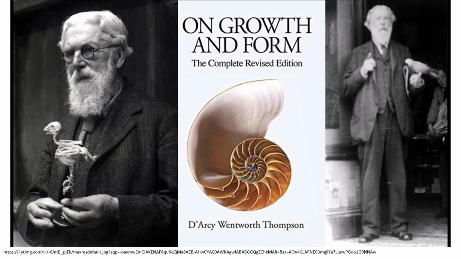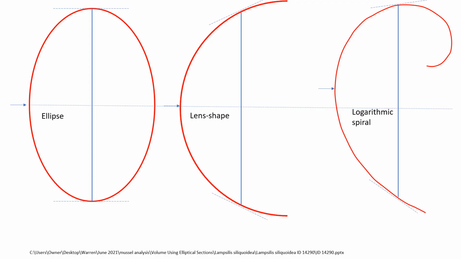Coincidentally, I ran across a chapter in an old book that resonated with my predicament and suggested to me another shape to try, the logarithmic spiral. Sure enough, that end view of a unionoid shell seems to be more like Thompson's logarithmic spiral than an ellipse or a lens shape. For one thing, the log spiral is fatter toward the top than it is toward the bottom.